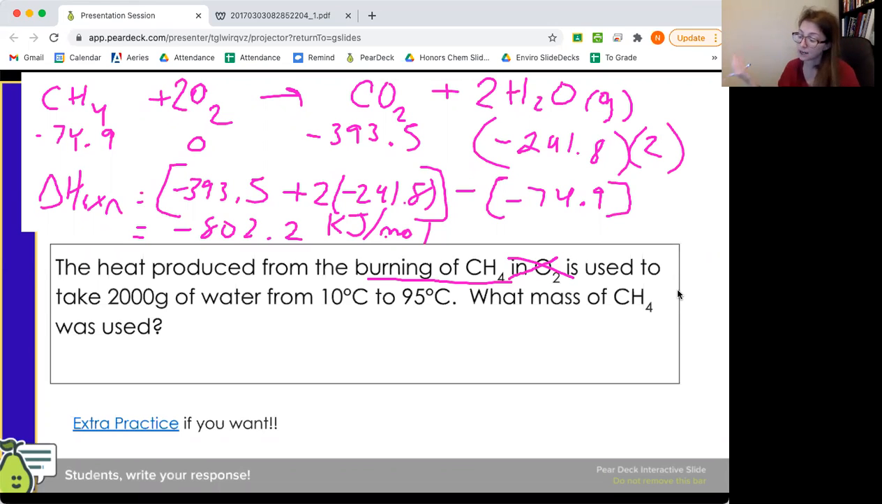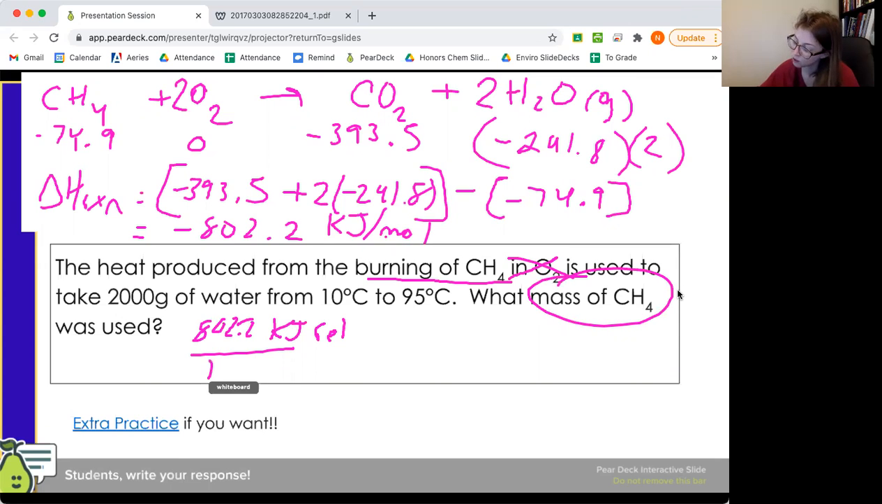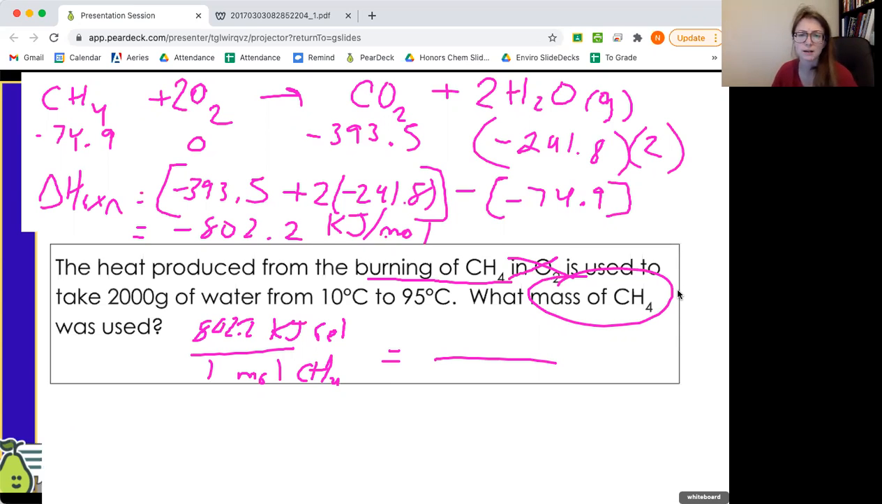If I wanted to try and do my proportion now, because I know that the reaction releases 802.2 kilojoules of heat per, well, the question's asking about CH4, so per 1 mole of CH4, I'd realize that I'm stuck at this point. I don't know anything else that could be plugged into here. So I need to try going somewhere else in this question. Questions up to there?